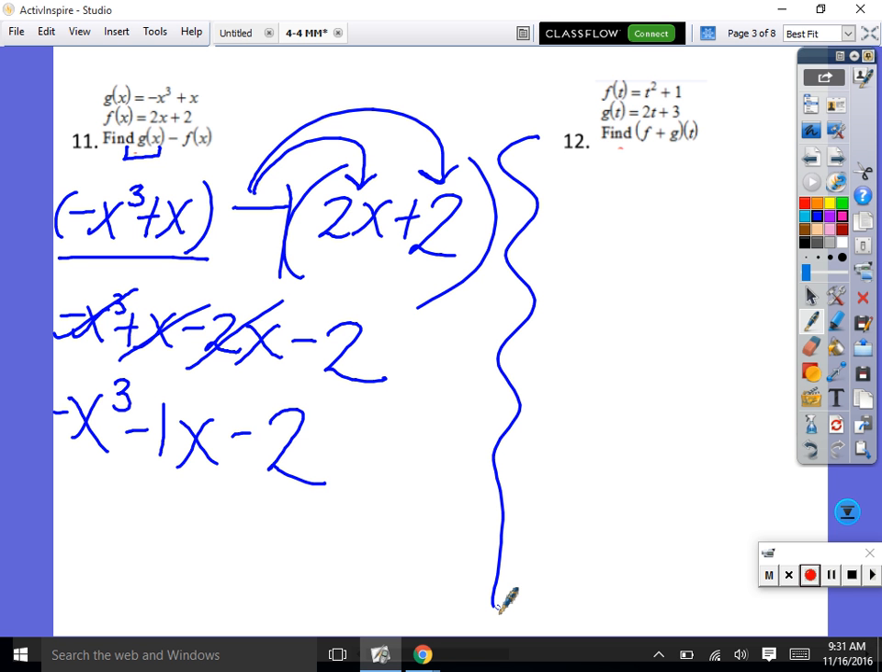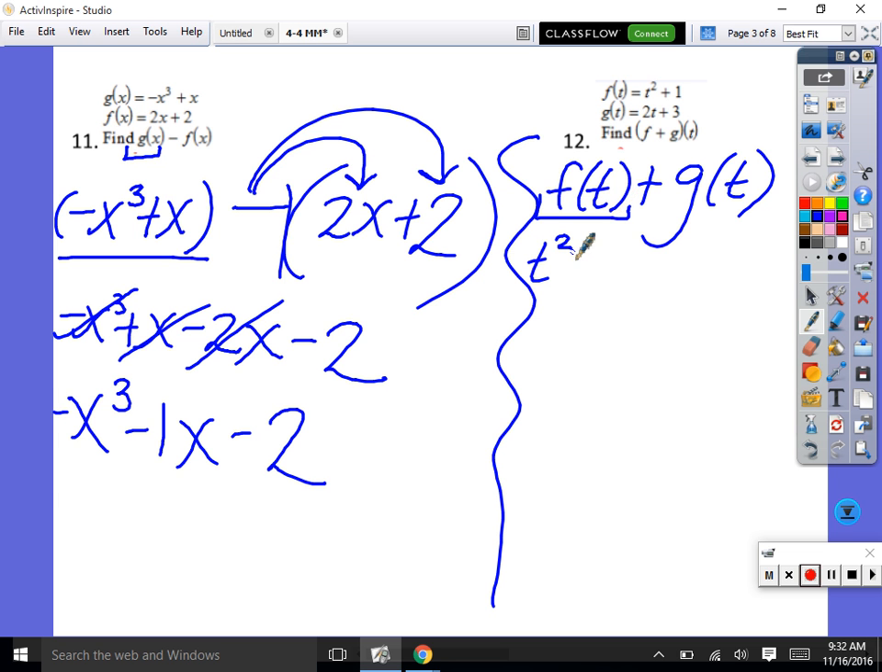Notice now it says find f plus g of t. So that just means we have a function of t, which is just like an x. We could use a smiley face for all, we don't care. You know what I mean? So a variable is a variable. So even though they're t's, there's no difference. So this is f of t plus g of t. So that just means the function f of t, which is t squared plus 1, and we're adding g of t, which is that function. So plus, I'm going to use parentheses, g of t is 2t plus 3. So I'm just adding up the functions. They just have t's instead of x's, but that shouldn't throw anybody off.